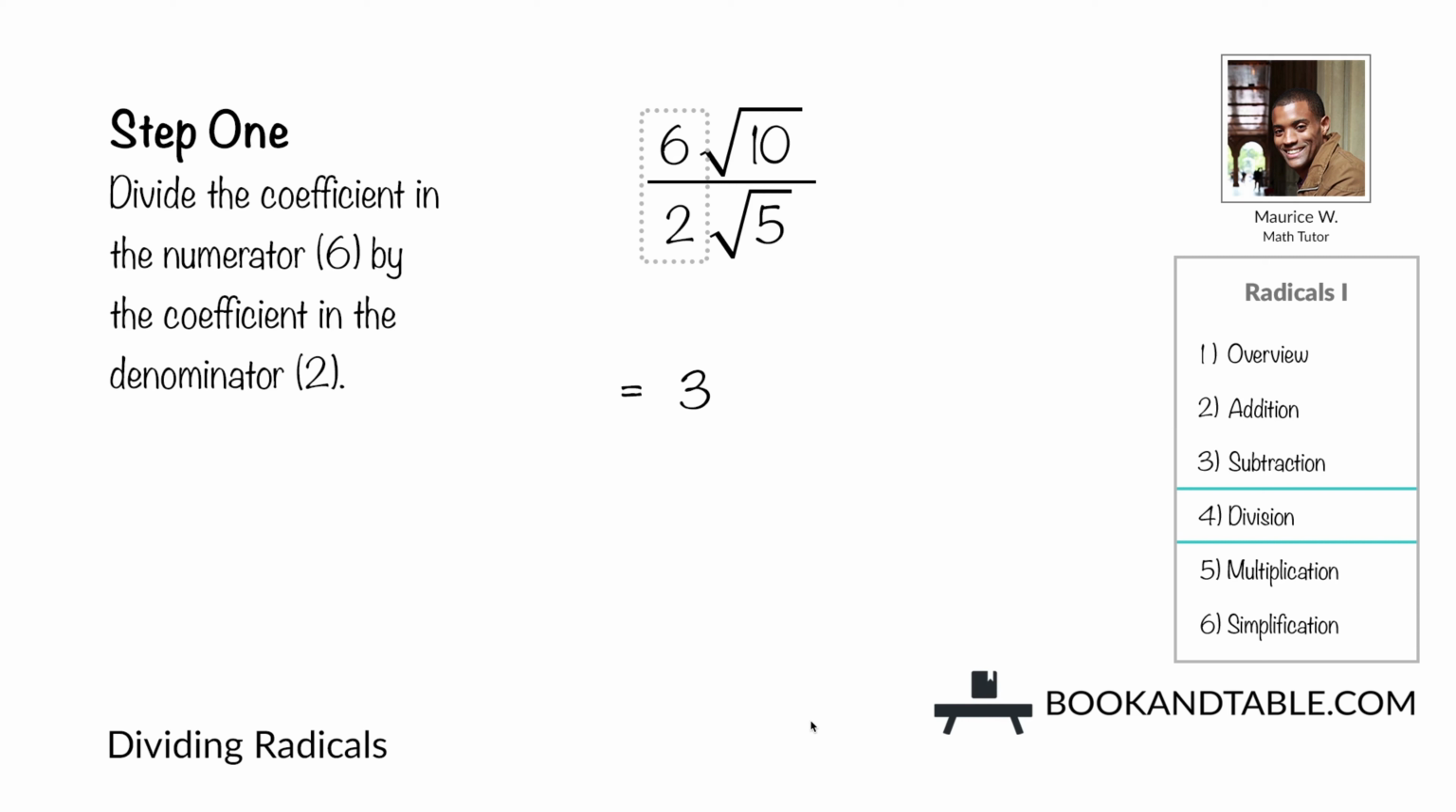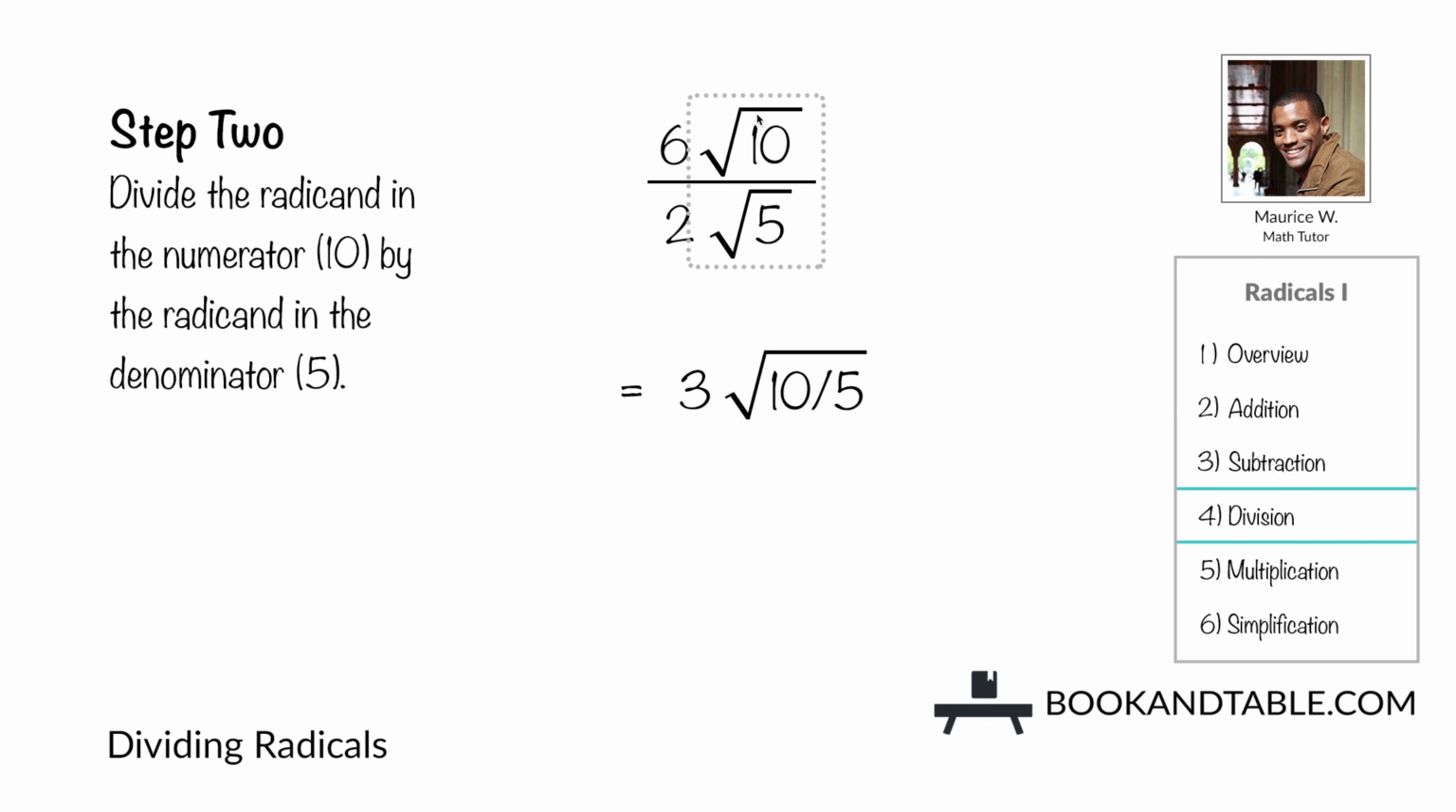So let's take a look at this example. 6 radical 10 divided by 2 radical 5. Step 1, you divide the coefficient in the numerator, which would be 6, by the coefficient in the denominator, which would be 2. 6 divided by 2 gives us 3.